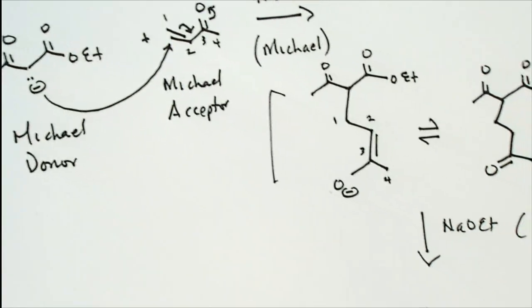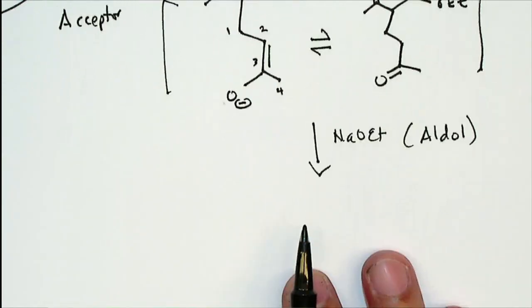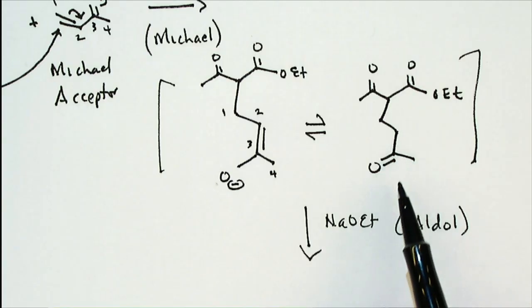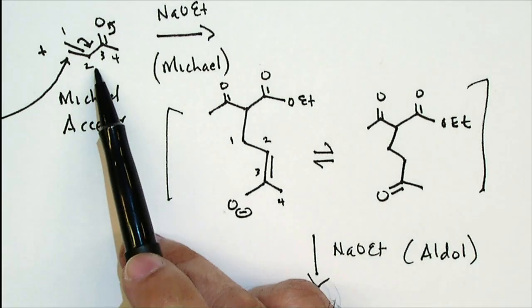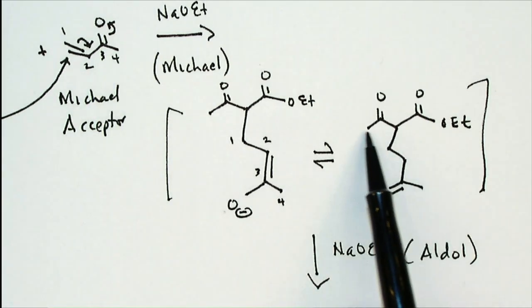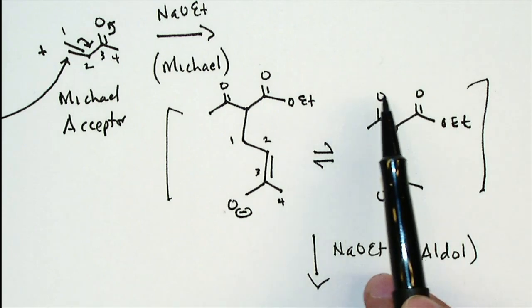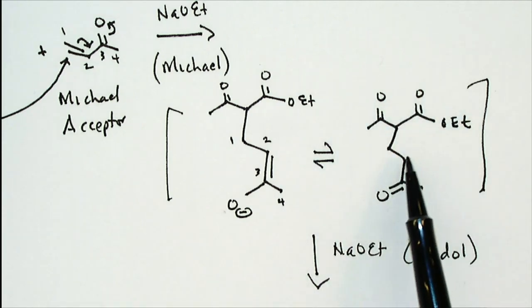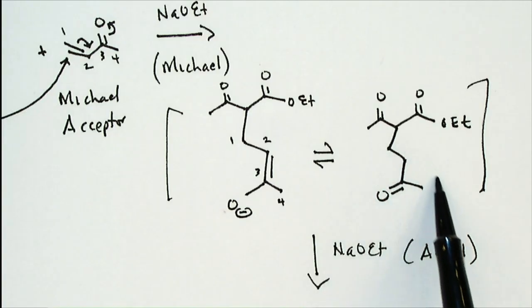This part of the molecule, the product, here, this is what came from the Michael acceptor. And that part of the molecule is what came from the Michael donor. So this part comes from the Michael donor. This part comes from the Michael acceptor.